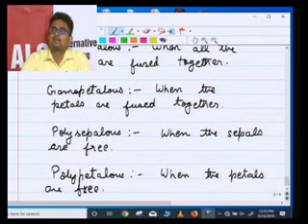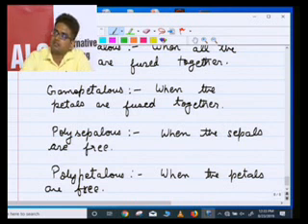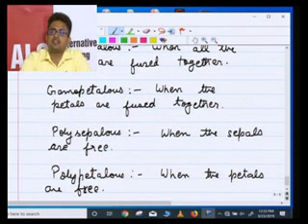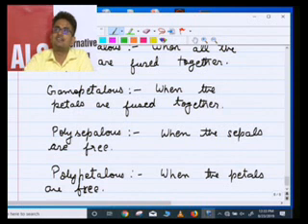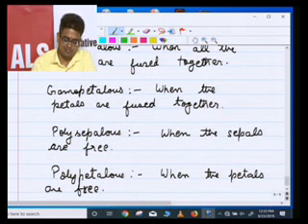Now there is another flower that I'll give you. Lily. Everybody has seen lilies. Is lily gamopetalous or polypetalous? Lily flowers, everybody has seen lily flowers. What is the condition in lily flower?